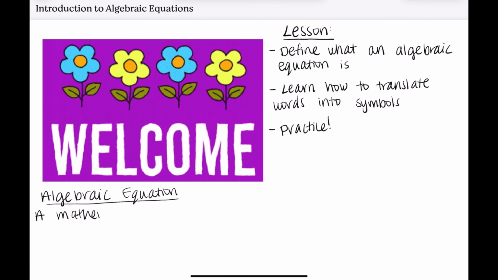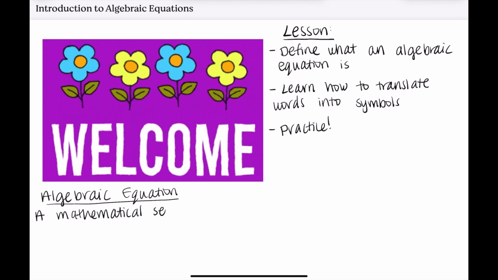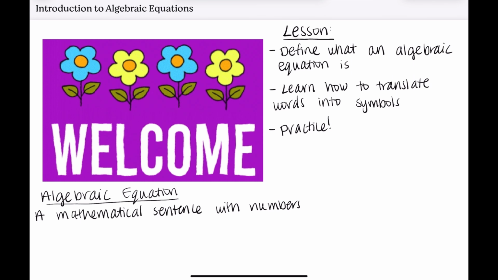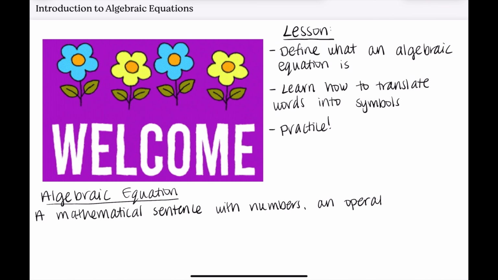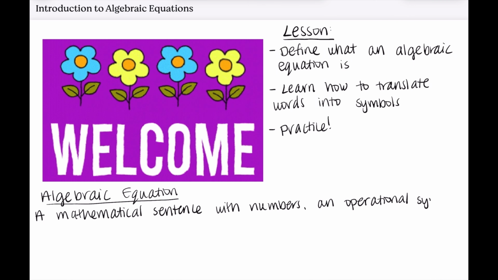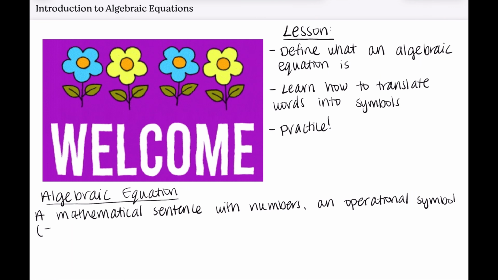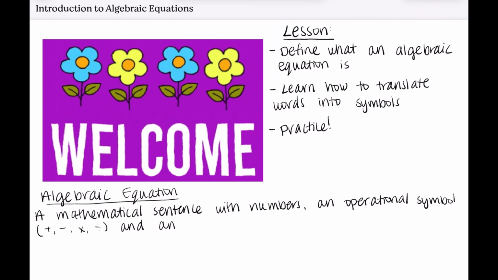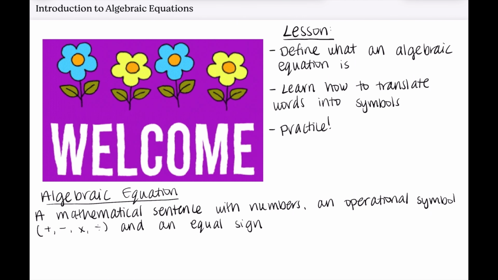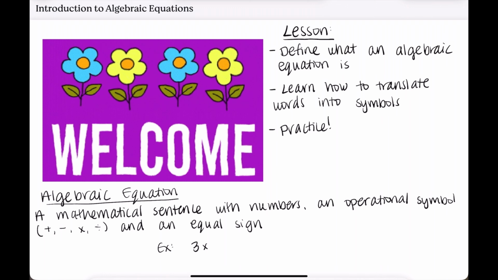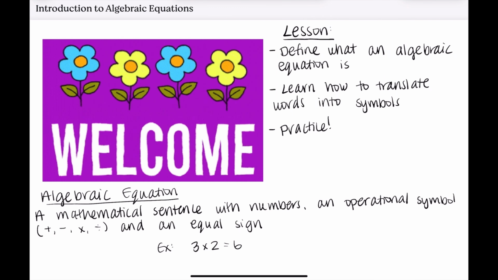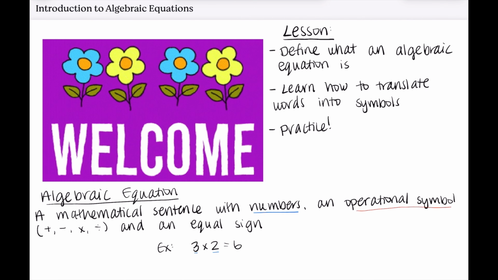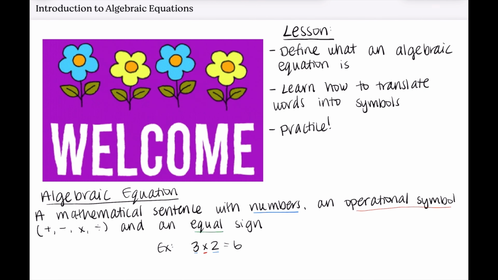An algebraic equation is a mathematical sentence with numbers, an operational symbol, either adding, subtracting, multiplying, or dividing, and an equal sign. So an equation has an equal sign. That's really important. That's what differentiates an equation from an expression, is the equal sign. And an example of an algebraic equation is 3 times 2 equals 6, because this has numbers, an operational symbol, right, multiplication, as well as an equal sign. So this would be an algebraic equation.